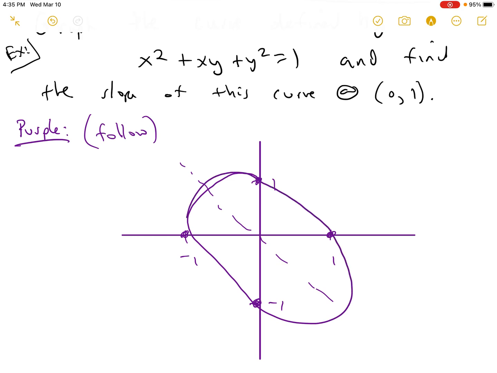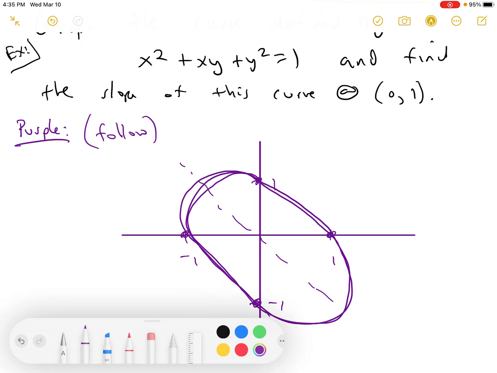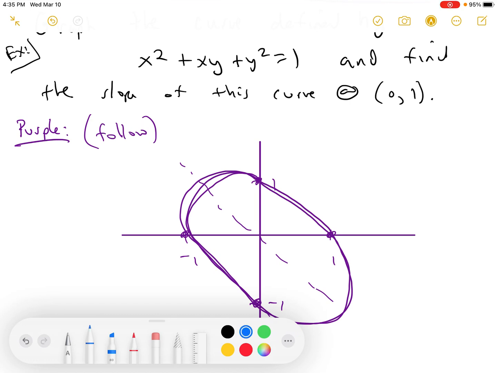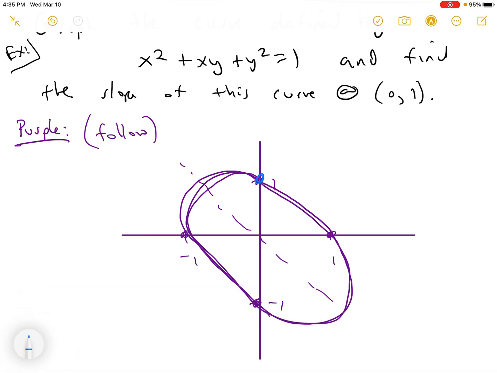So this might be the ugliest ellipse I've ever made, but there it is. It's an ellipse. And the question I asked here was, what's the equation of this tangent line? Or actually, what's the slope at 0, 1?